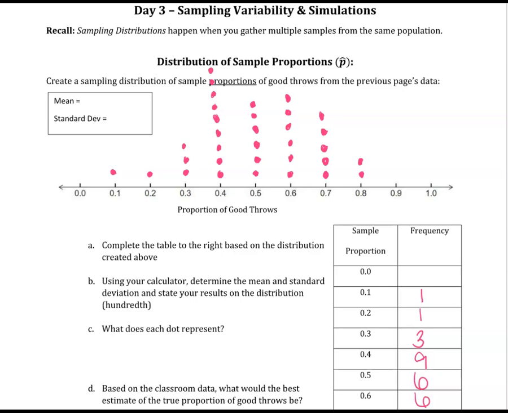Now, using my calculator, I'm going to determine the mean and standard deviation of this distribution of sample proportions, which are p-hats. So every single one of these is representing a p-hat, and I will state my result on the distribution listed up above. And we're going to round to the nearest hundredth. Okay, so I'm going to grab my calculator.